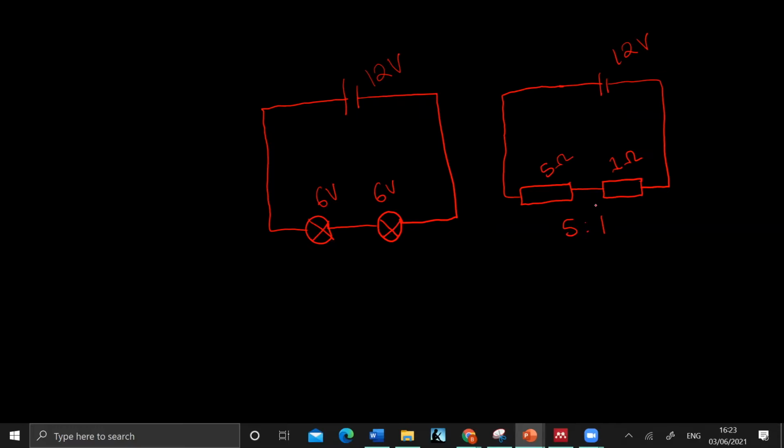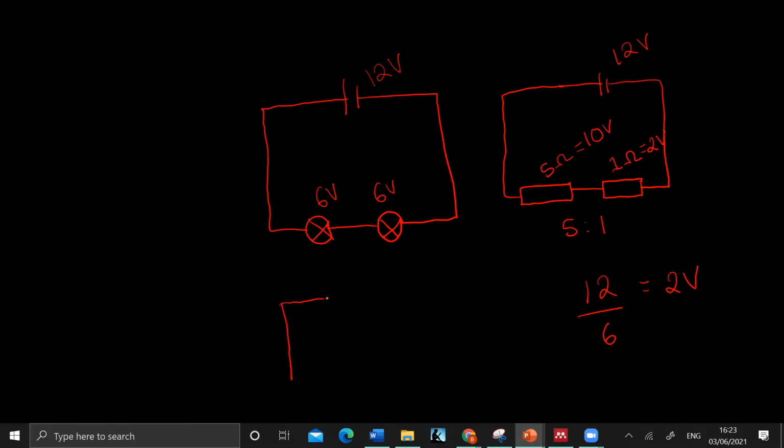So 5 plus 1 is 6 in total, so we do 12 over 6 to find one part. That's 2 volts. Because that's 5 parts, that will draw 10 volts, and because only 1 remains, that will draw 2 volts. So resistance matters.